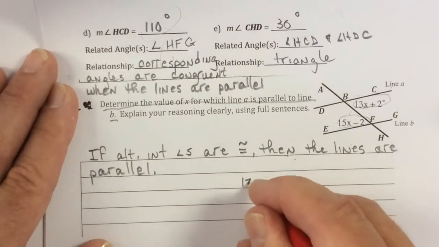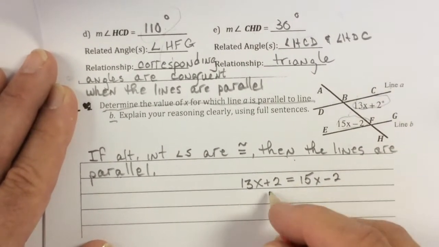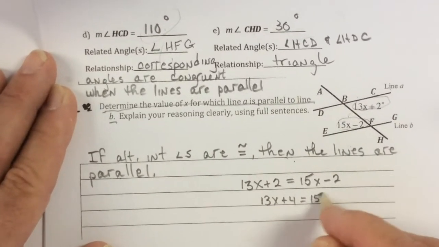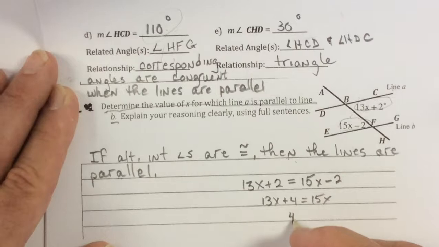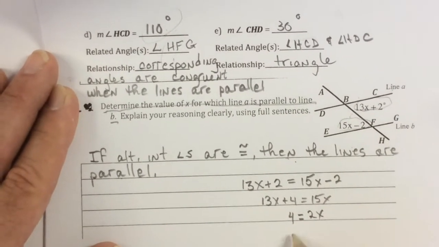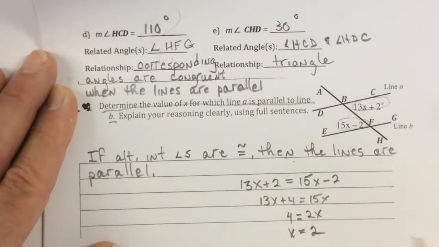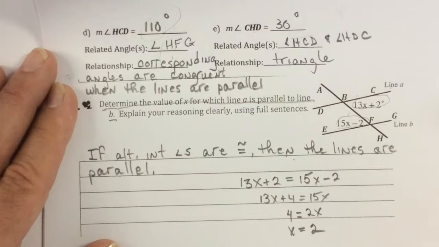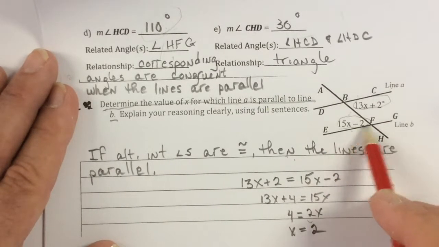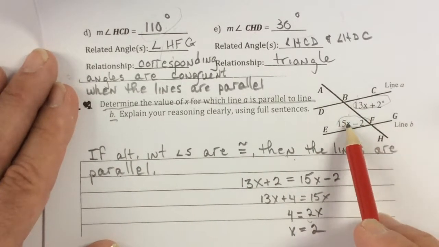In order to make them congruent angles, we need to make their measures equal. If I add 2 to both sides here, this is 13x plus 4 equals 15x. If I subtract 13x from both sides, I get 2x over here. And then if I divide by 2, I get x is equal to 2. And that's the answer. X is equal to 2. And why does x have to be equal to 2? Because it will make these two angles congruent.